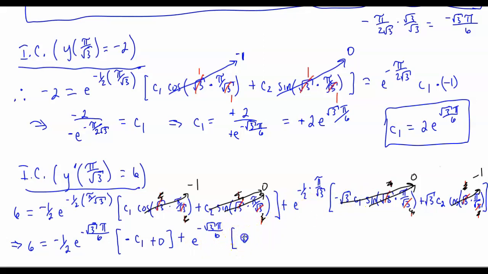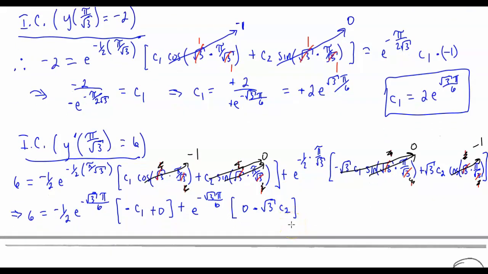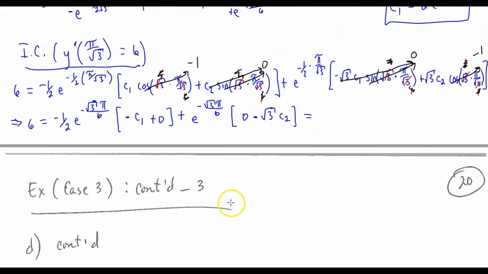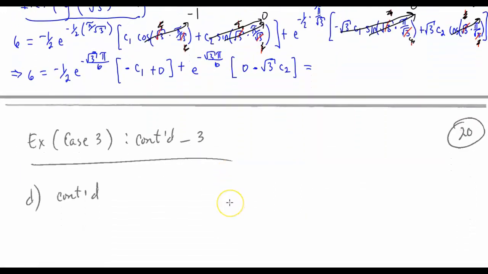And so we got 0 plus square root of 3 C2. And because I have the minus 1 here, this term here should be negative. So I'm going to go ahead and change that. Okay. All right, so we're getting a little closer. And so here, I think I'll just go ahead and skip down to the next page.